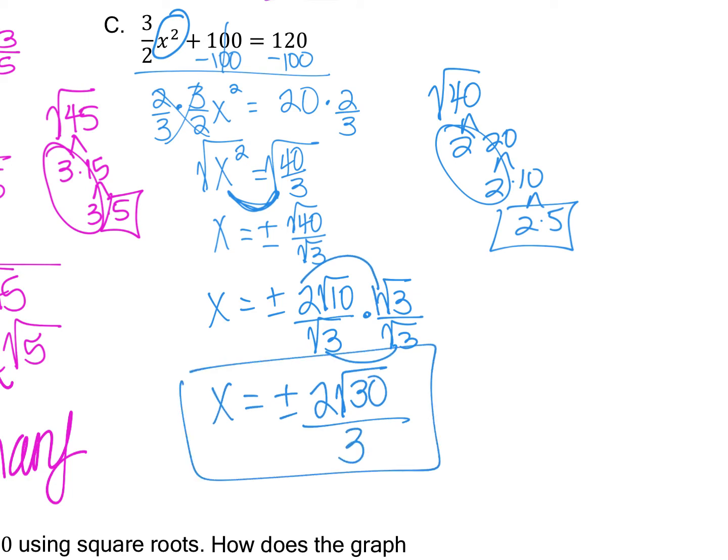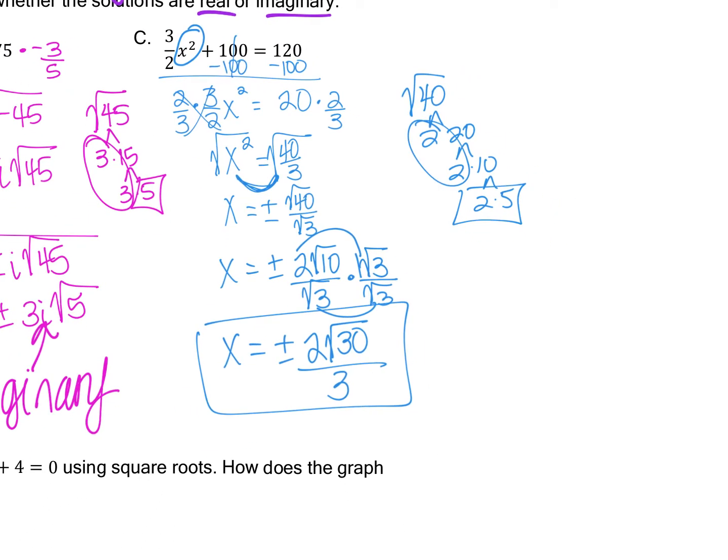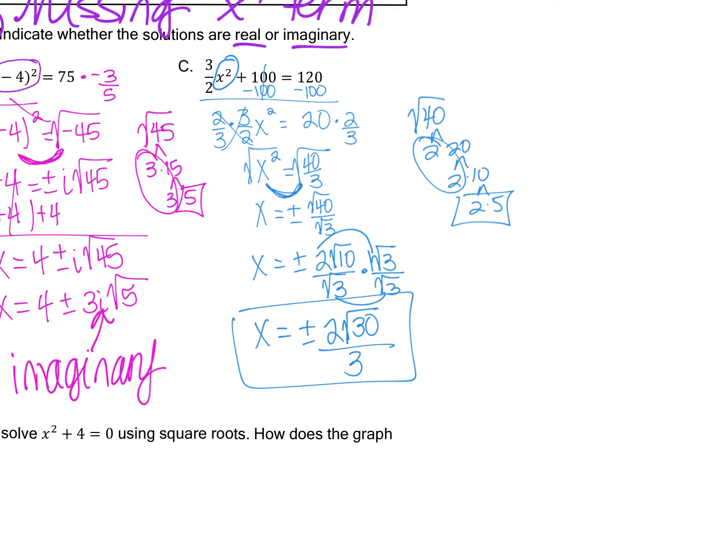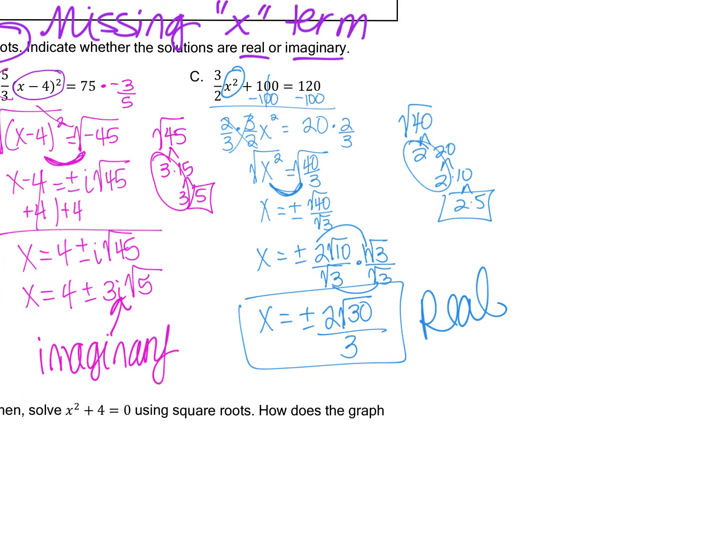So make sure your answer is in its simplest form, so make sure you simplify your radical. If you end up with a square root in the denominator, make sure that you multiply it by itself to get rid of it. So this would be a real solution because notice there is no imaginary part in it, which meant there wasn't a negative under the square root.